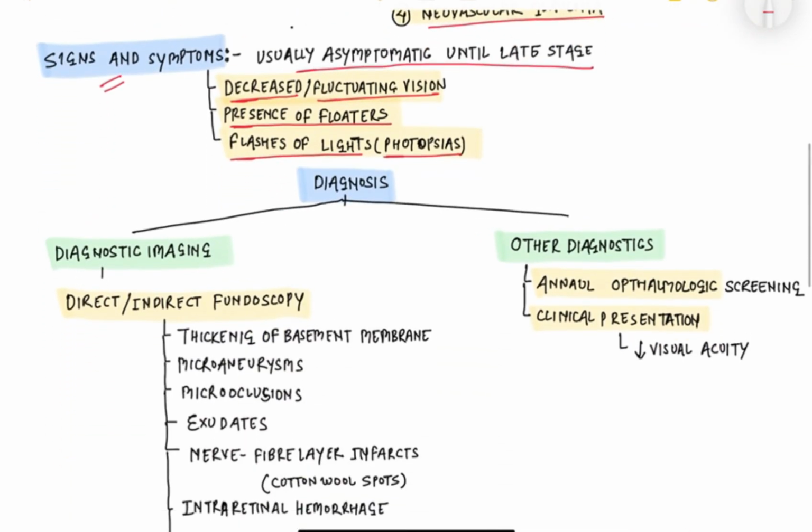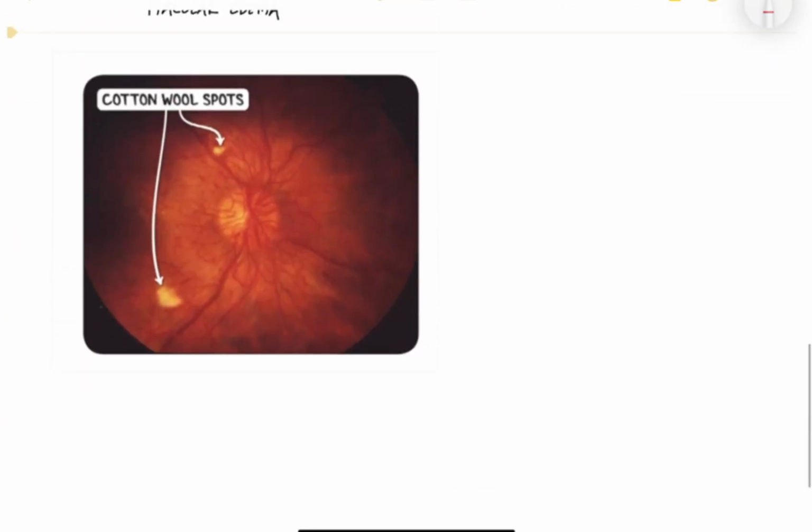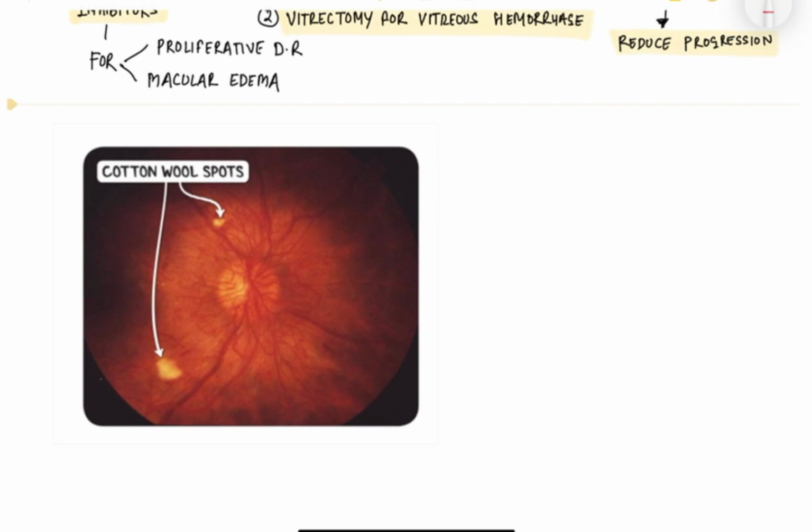How to diagnose diabetic retinopathy? By diagnostic imaging, direct or indirect fundoscopy. Direct and indirect fundoscopy diagnose thickening of the basement membrane, microaneurysms, microocclusions, exudates, and nerve fiber infarcts causing cotton wool spots, which can be seen in this picture.